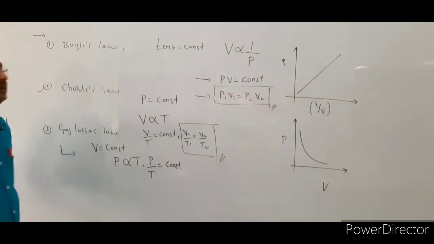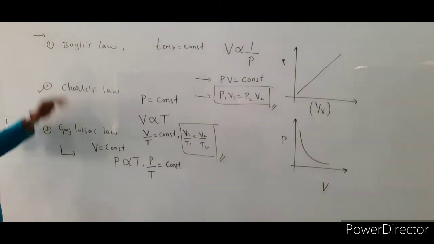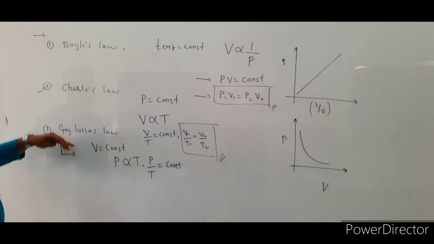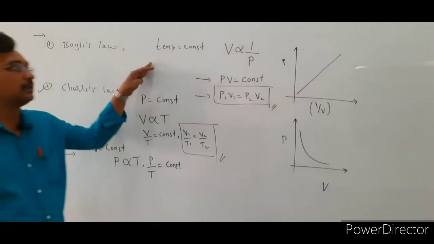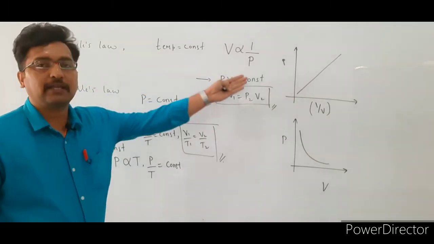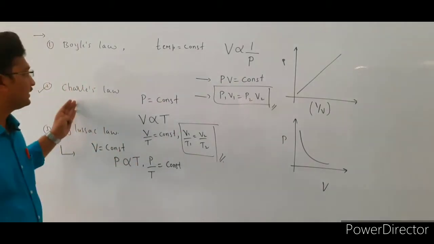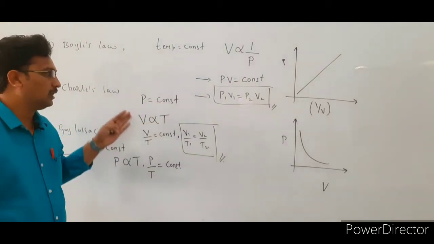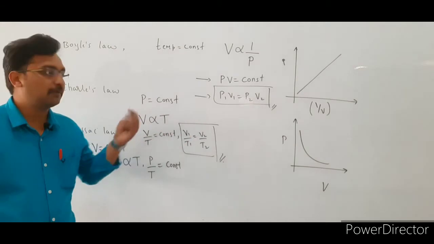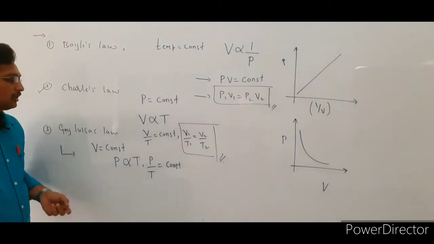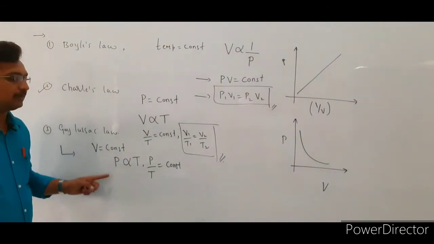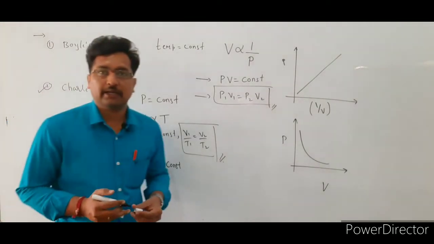So this is about the gas laws: Boyle's law, Charles's law, Gay-Lussac's law. Boyle's law: at a constant temperature, the volume of a given mass of a gas is inversely proportional to pressure. Charles's law: at a constant pressure, the volume of a given mass of a gas is directly proportional to temperature. Gay-Lussac's law: at a constant volume, the pressure is directly proportional to temperature.